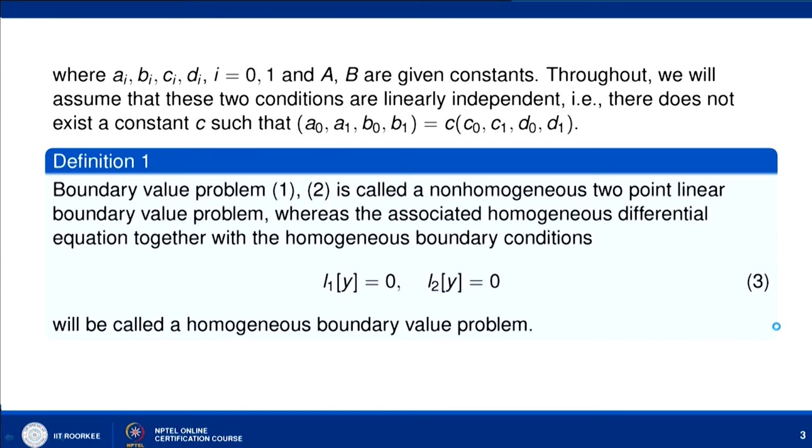Now we define the boundary value problem. Boundary value problem 1 comma 2 is called a non-homogeneous 2-point linear boundary value problem, whereas the associated homogeneous differential equation together with the homogeneous boundary conditions will be called a homogeneous boundary value problem.